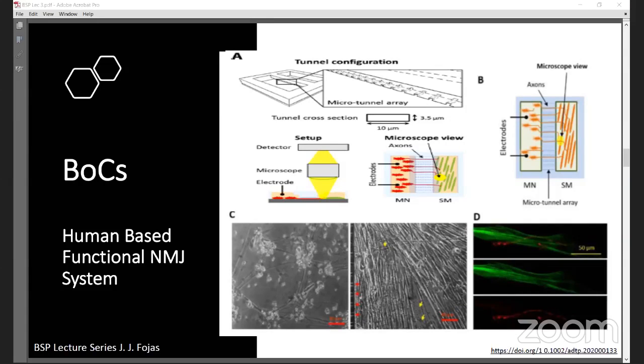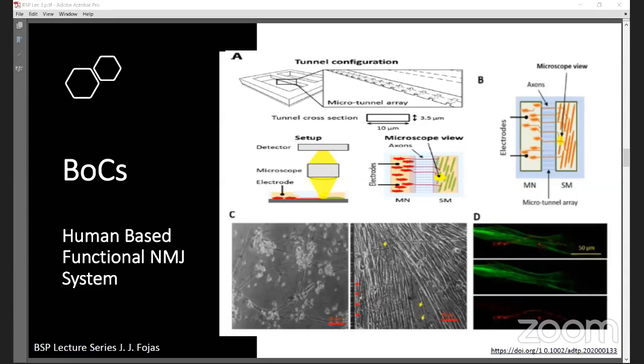You can see it here. So the NMJ functionality is tested by recording the myotube contractions while stimulating your motor neurons by field electrodes. And a set of clinically relevant parameters is defined to characterize your NMJ function. So you develop a chip and then try to test it.